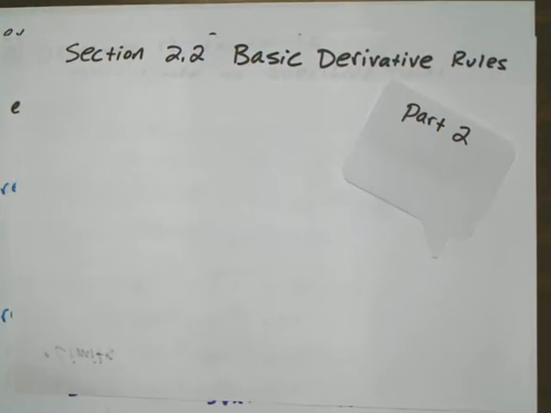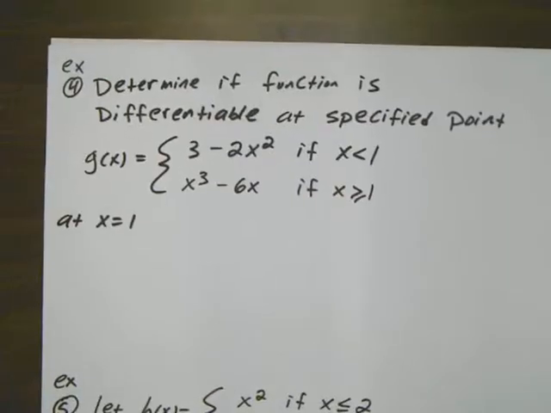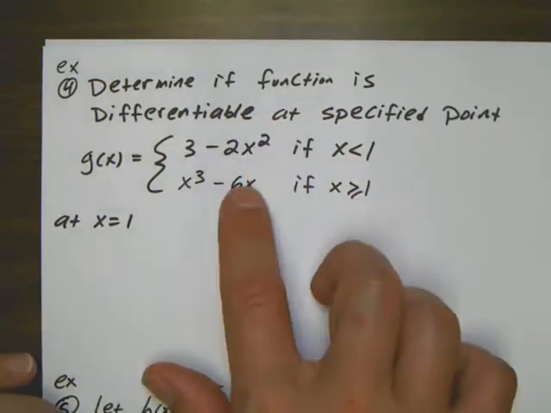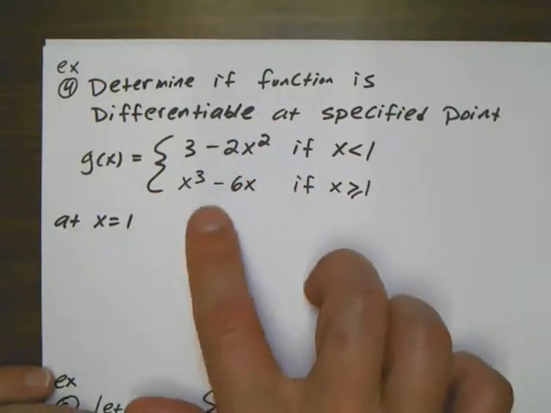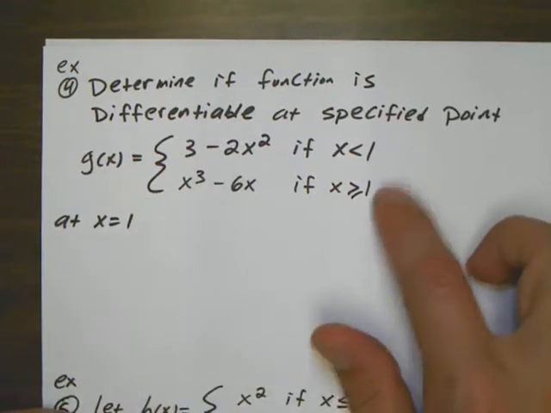Alright, this is part 2 on section 2.2. In this video we're just going to look at some derivatives through piecewise functions and how to make something differentiable. So, example number 4. We want to figure out if this function is differentiable at a specific point. Differentiable just means that the derivative exists, and it's going to be a piecewise function.